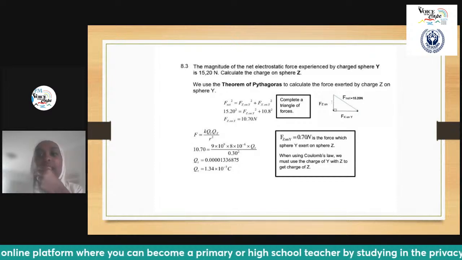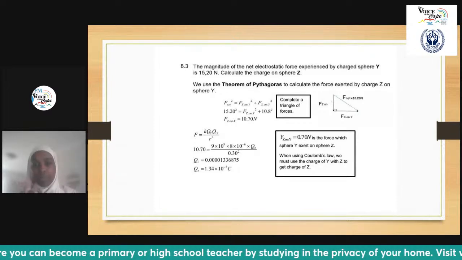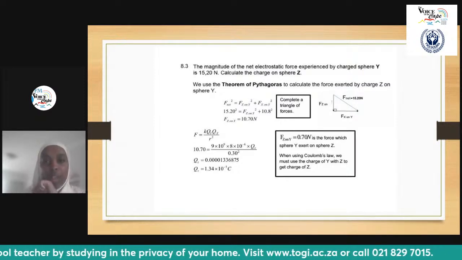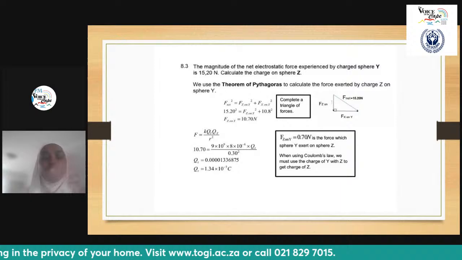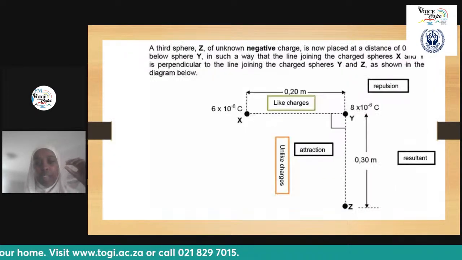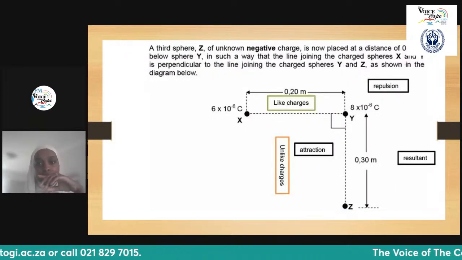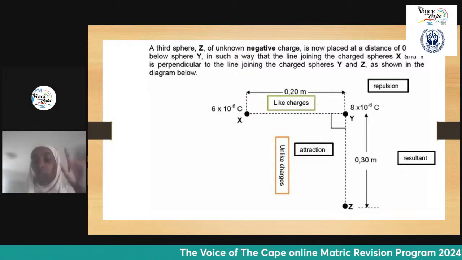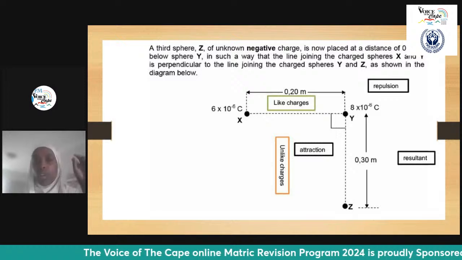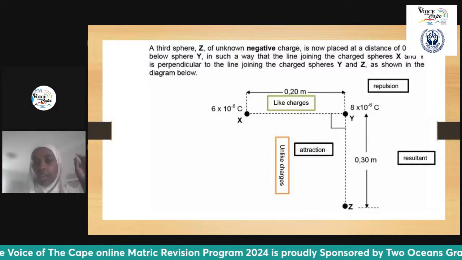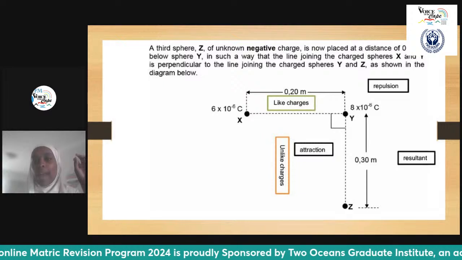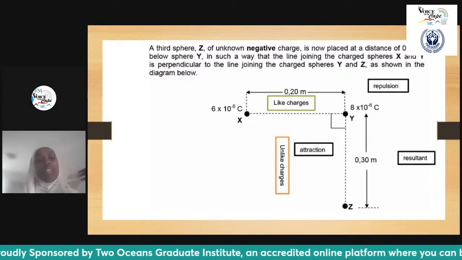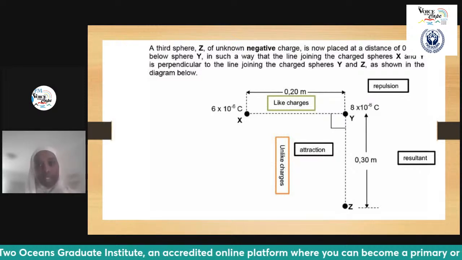And they tell you here that the net force is 15.20 newtons. Now you have the distance between. What do they want to find? They want to find Z. So let's go back again. They want to know the charge on Z. So F net squared is equal to F X on Y squared plus F Y on Z squared, and F net they already gave to you. They told you that F net is 15.20 newtons.